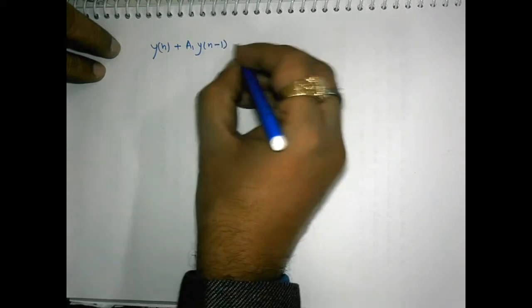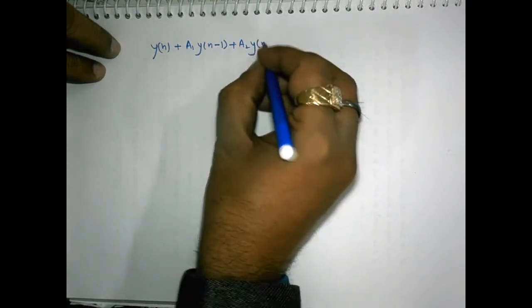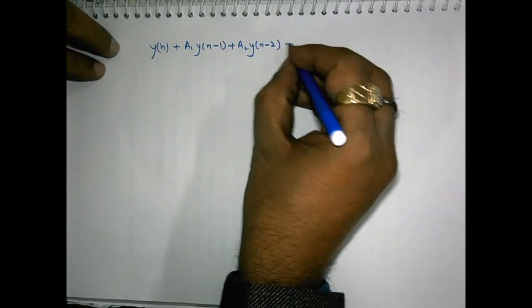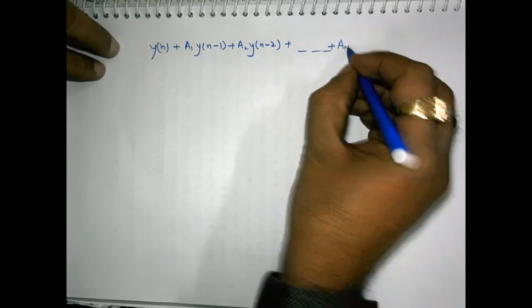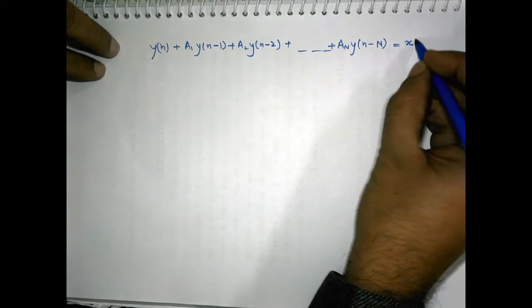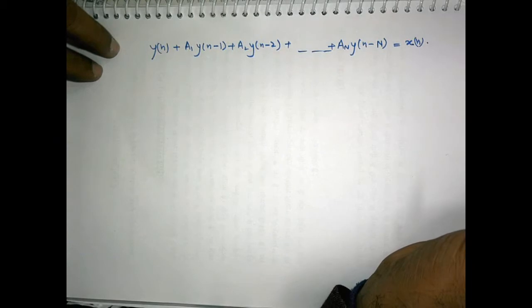So let us start with this lecture. So far we have discussed the way to obtain the formal solution of the difference equation, where the difference equation is written like this: yn plus a1 yn minus 1 plus a2 yn minus 2, and so on up to an yn minus n equals xn. This is the general form of a difference equation having one input xn.